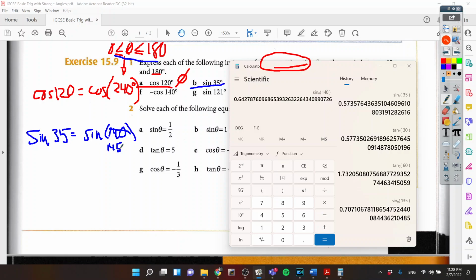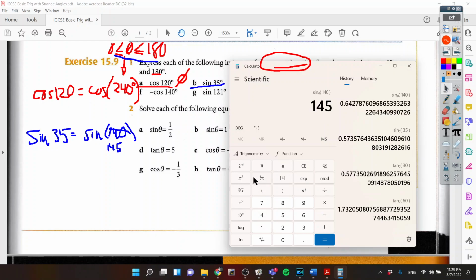Honestly, if you said 140 instead of 145, I wouldn't really care. I care about the strategies and the way you're thinking right now. Sine of 145 is 0.5736, exactly what I had. They're both going to be over here, 0.5736 and 0.5736, those are our two, and they are equal, so that's good. Sine of 35 is equal to sine of 145.